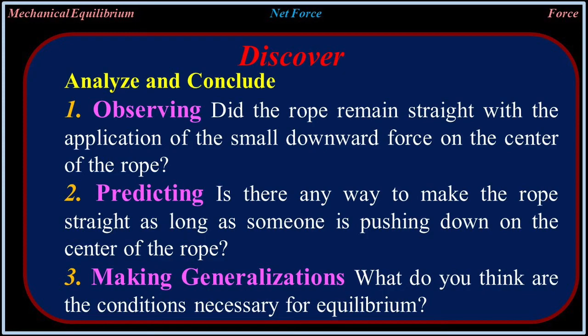Analyze and conclude. 1. Did the rope remain straight when a small downward force was applied to the center of the rope? 2. Predicting: Is there any way to make the rope straight as long as someone is pushing down on the center of the rope? 3. Making generalizations: What do you think are the conditions necessary for equilibrium? Consider these three very carefully.